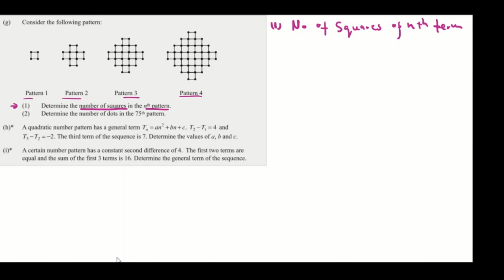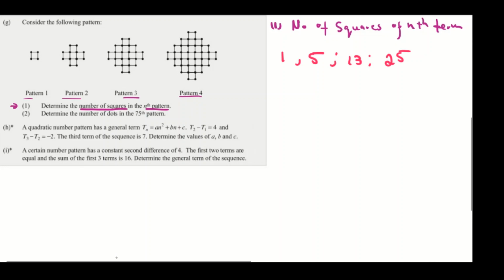The first pattern has one square, so you're just going to write 1. The second pattern has how many squares? It has 5 squares, so we write 5. The third pattern has 13 squares, and the fourth pattern has 25 squares.